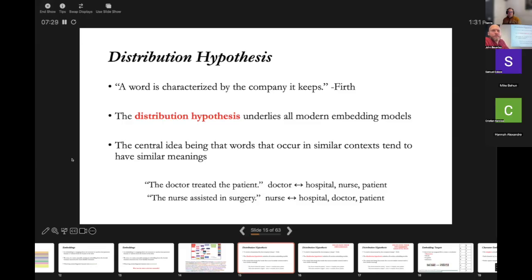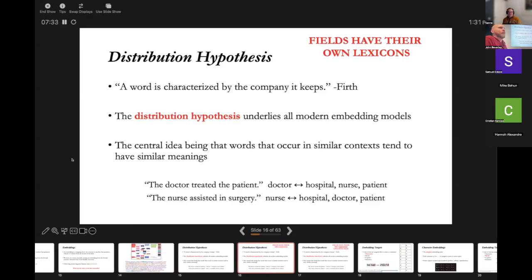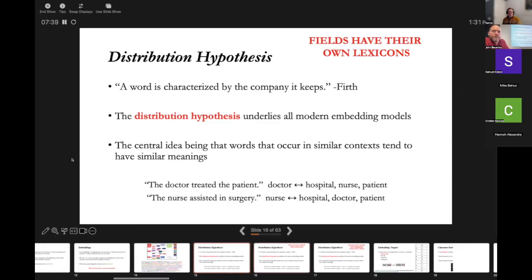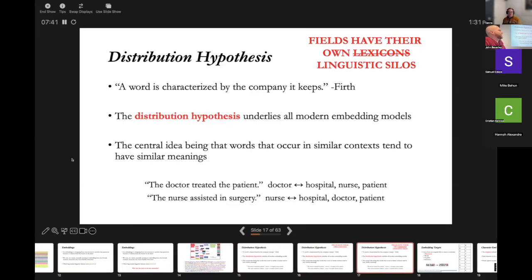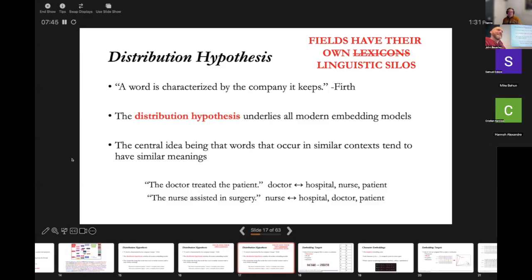And you'll see fields have their own lexicon, so this shouldn't be an odd observation. In fact, it should be something that we're keenly aware of because fields have their own silos. So again, this observation is underlying a lot of machine learning through embeddings, but it's also partially the reason why we have jobs.